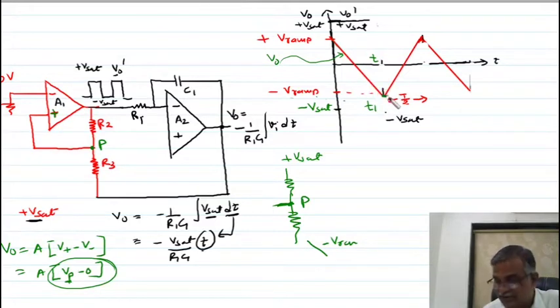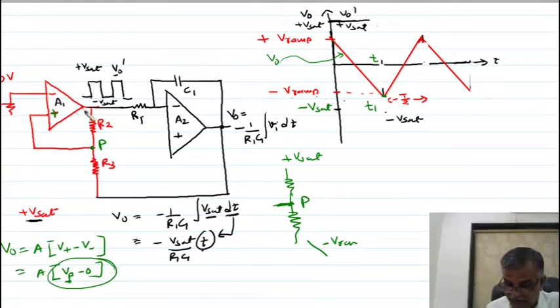At T1 time, what will happen? This potential will become slightly less than 0, because what is the equation of output voltage for this point? Gain into the difference of these two voltages, V plus minus V minus. V plus means Vp. So this potential is continuously changing. At T1 time, the potential at this point will be minus Vramp. As a result, this potential becomes slightly less than 0, and then your VO will be negative.